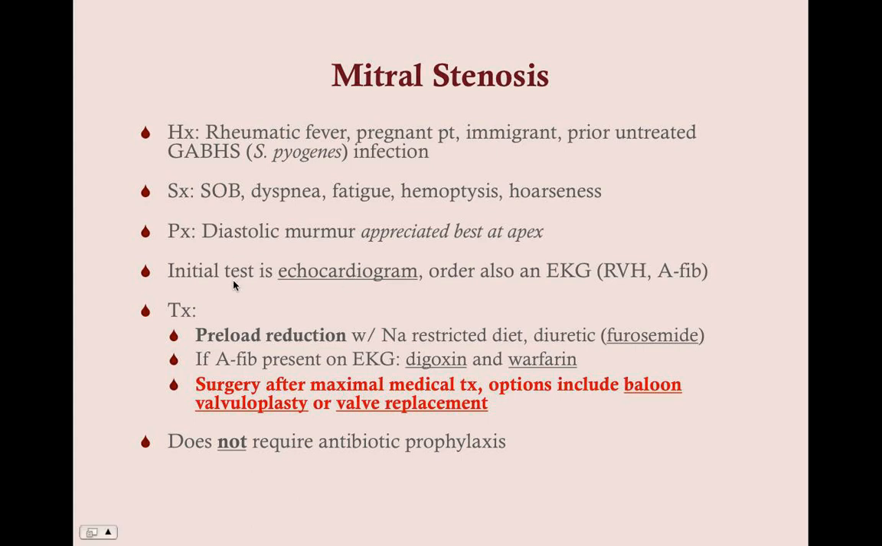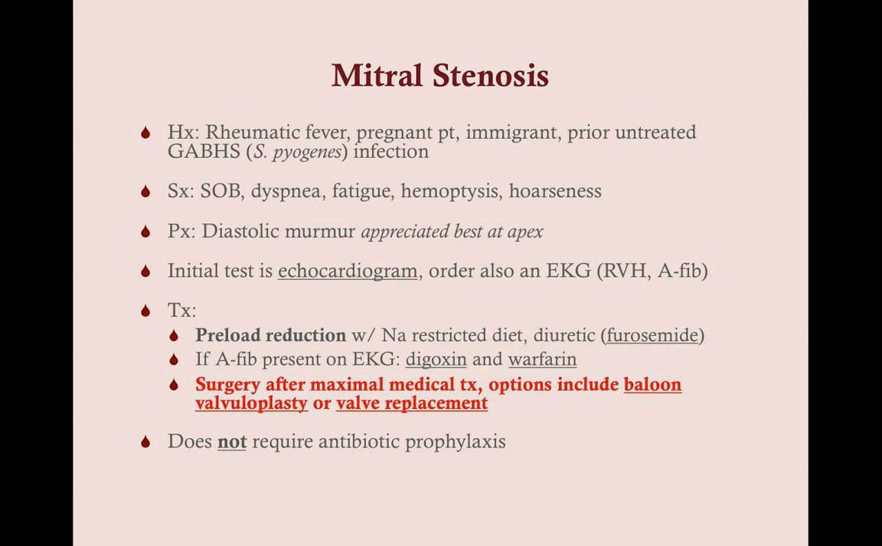And the initial test is going to be an echocardiogram, as I mentioned. So any time you suspect a valvular defect, you should get an echocardiogram. You should also order an EKG on these patients. Of course, the best first step is an echocardiogram, but you should also get an EKG as your next step in the management of this patient, because there's such a high occurrence of atrial fibrillation. We want to see if that's there, because that's going to change the management of the patient.